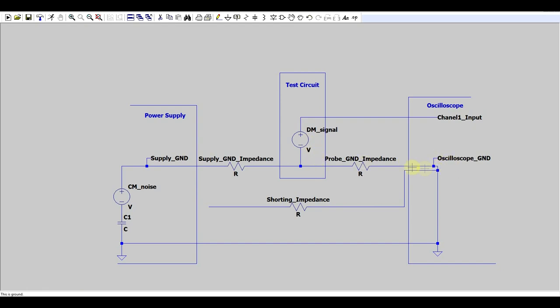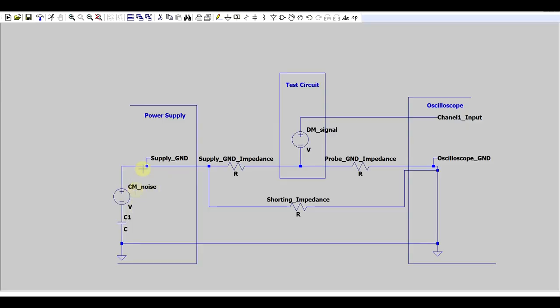Now, my added wire is this shorting impedance. And when I connect this to the ground on the power supply side, basically I'm short-circuiting this pair of wires. And depending on how these three components have their impedance, current will flow in different directions. So we can have two main problems.